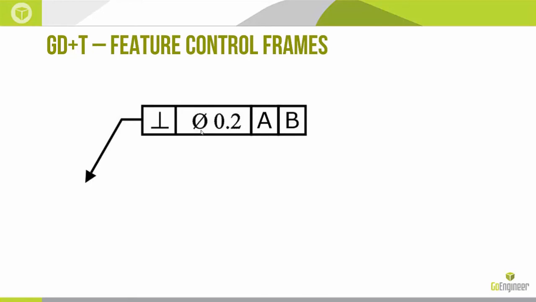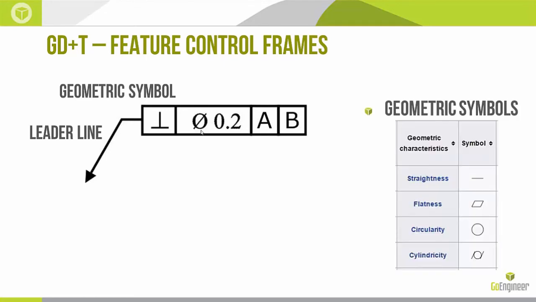All right, so let's review what feature control frames are briefly for GD&T. So this is a typical feature control frame. It'll have our leader line, which is pointing to the feature of interest, indicating which feature needs to operate within the confines of this tolerance. We have our geometric symbol. In this particular case, it's a perpendicularity symbol, but there's a whole swath of them. There are a lot of different types, from straightness, flatness, circularity, cylindricity, runout, profile of a line, profile of a surface. There's quite a big list.